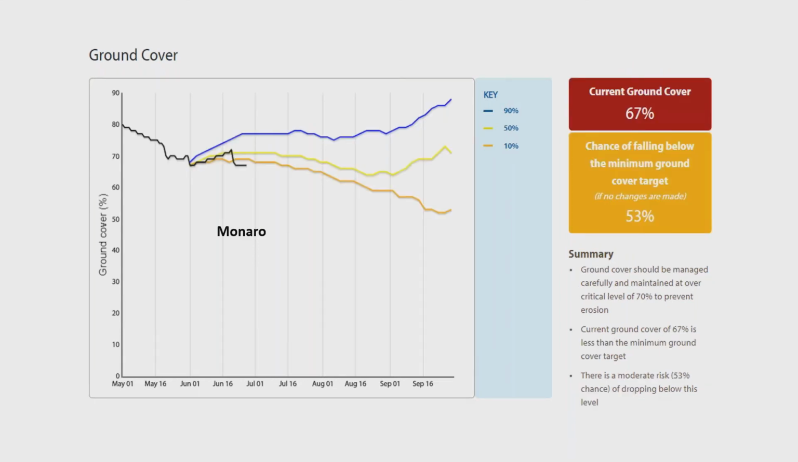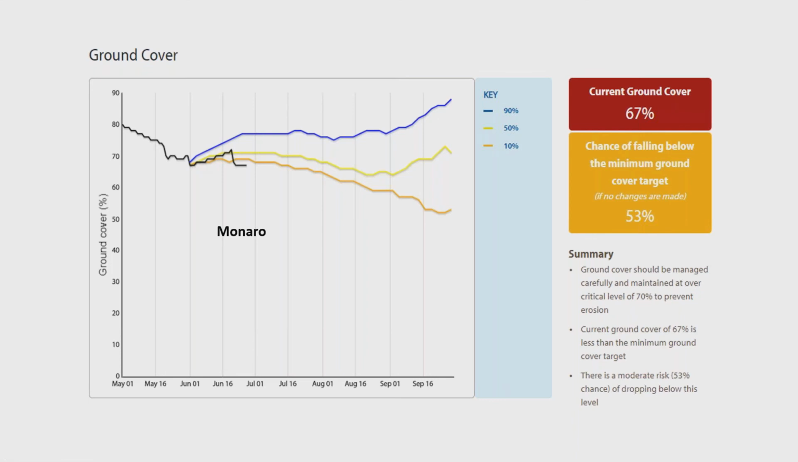By way of contrast, just due to the exceptionally dry conditions which we've looked at with the Monaro site, the ground cover graph looks very different and is indicating that there could be some ground cover issues ahead. It's saying that current ground cover is at 67%, so already breaching that 70% threshold. We can see this steady decline over time through this black tracking worm.